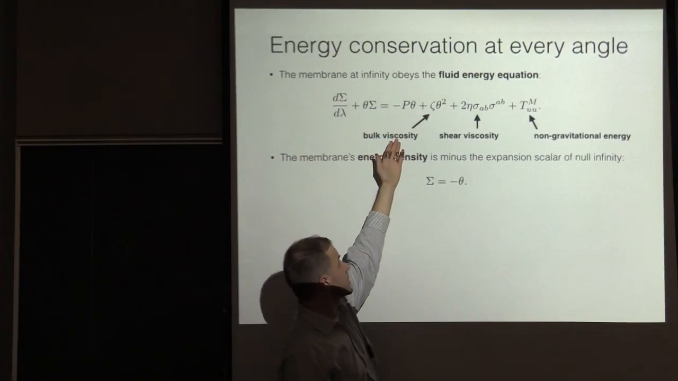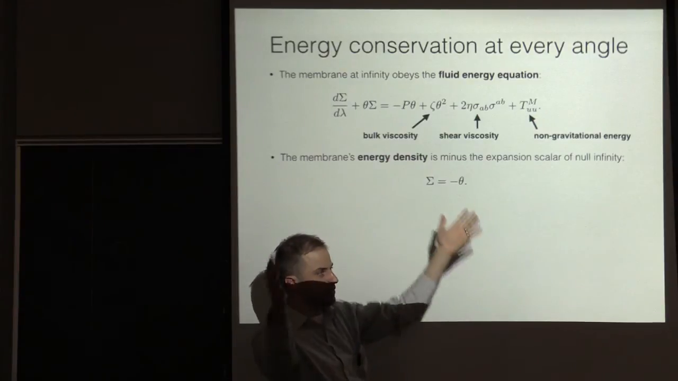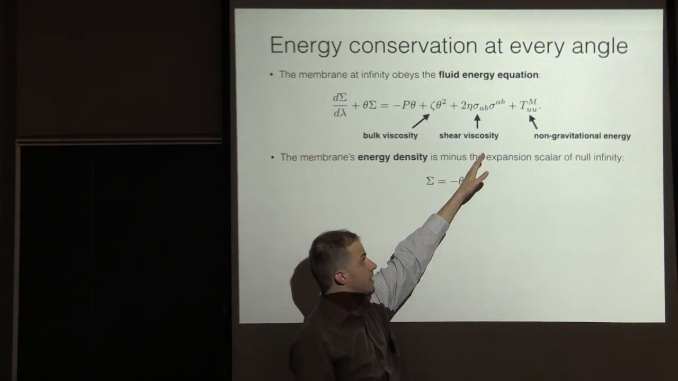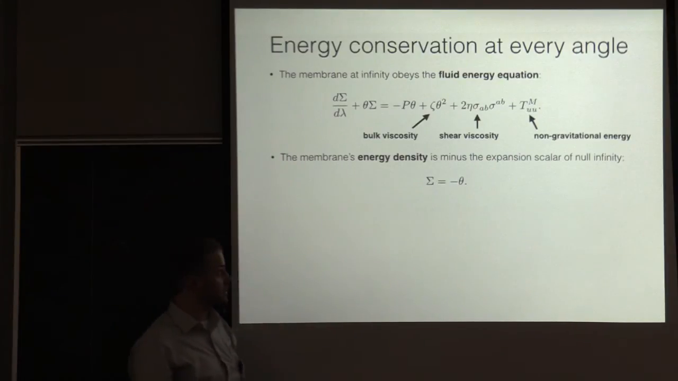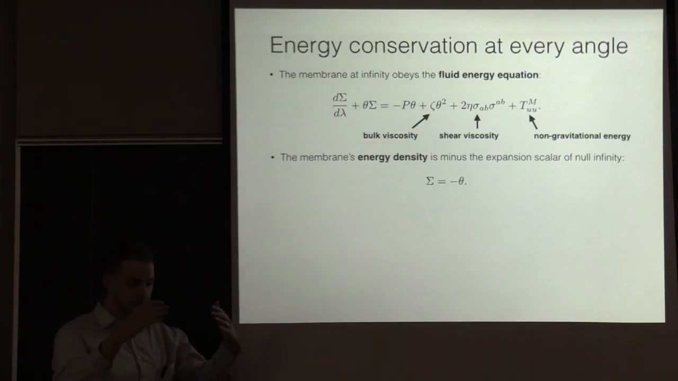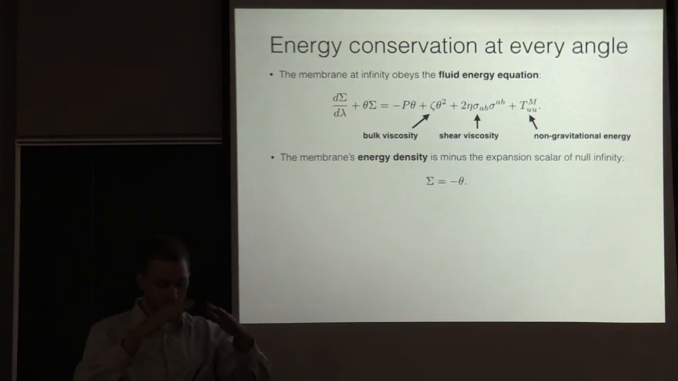It has a pressure term, which is related to the surface gravity of this sphere at infinity. It has viscosity, a shear viscosity, and that term is just putting in ordinary kinds of energy. Okay, so this is all very transparent and drops right out of the Einstein equations, and it's just like the old black hole membrane paradigm except at infinity.